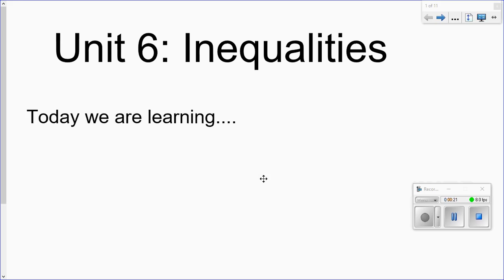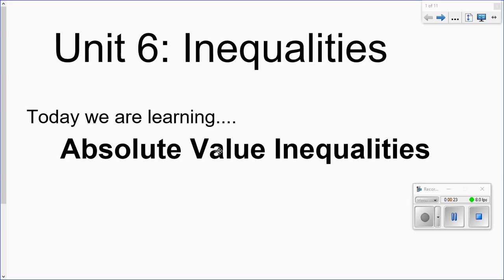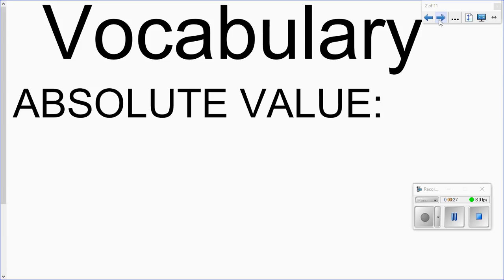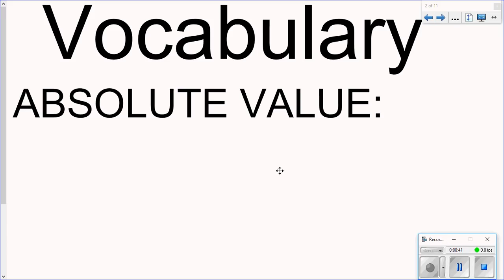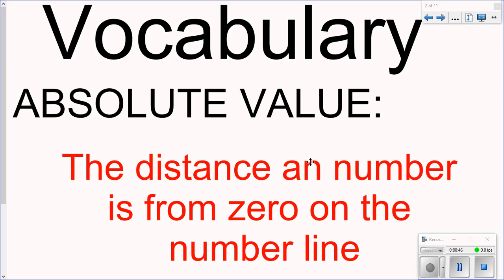Today we're learning absolute value inequalities. Absolute value inequalities are very similar to absolute value equations, meaning that you're going to have to do a split again. But like equations are to inequalities, you do have a couple extra rules that you need to keep in mind. So let's review what absolute value is. Absolute value is the distance a number is from 0 on the number line. So it's always helpful to keep that in mind.